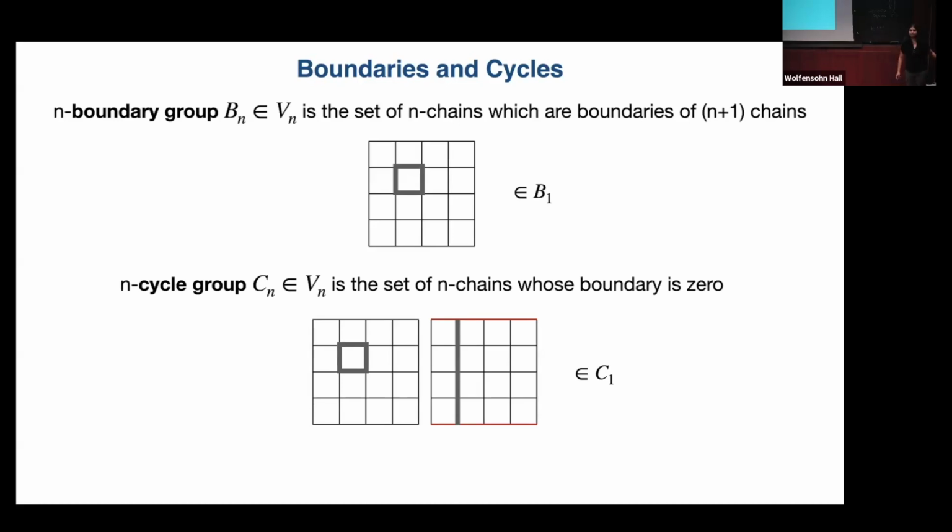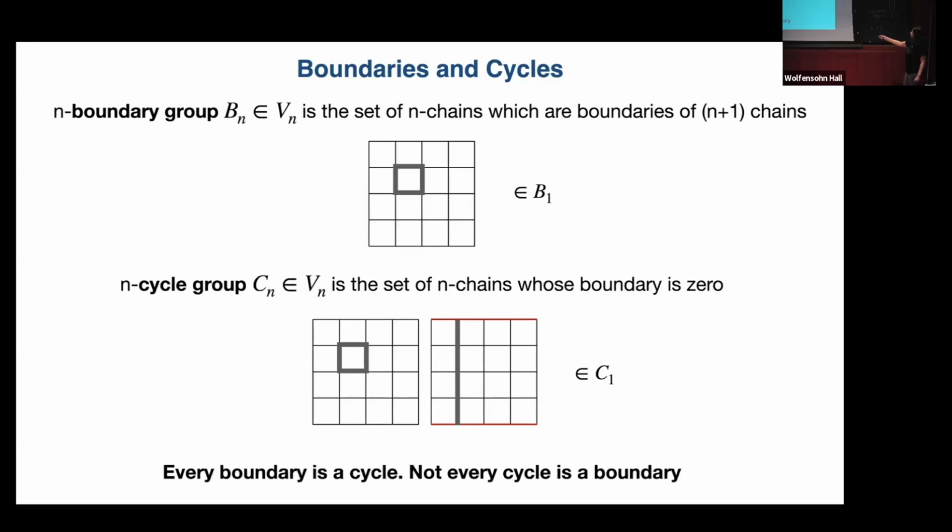Yes? V3? So right, for this, there is no V3. I'm just talking about V0, V1, V2. If you were working in 3 dimensions or 3 effective dimensions, then V3 would be cubes. And then V4 would be higher dimensional cubes and so on. That's right. So the point is that every boundary is a cycle, but not every cycle is a boundary, okay?